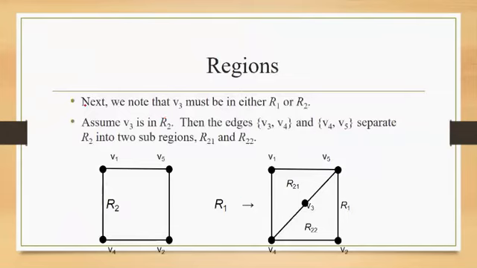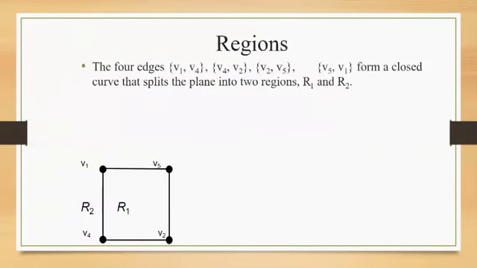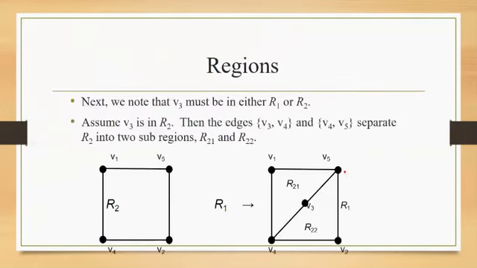Next we note that V3 must be in either region 1 or region 2. Now we have to add the next vertex of this graph, V3. To add V3, I can add it either in region 1 or region 2. So I am writing it over here. Since V3 is connected to both V4 and V5, I placed it in the center and have connected it. I don't need to connect V3 to V1 and V2 here. So I can proceed. Now I have region R1. The region R2 is divided into two halves, R21 and R22.